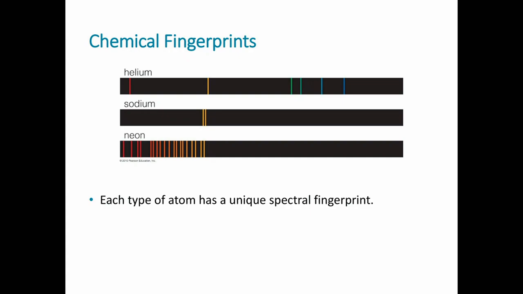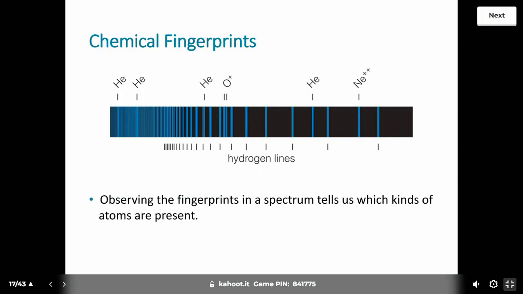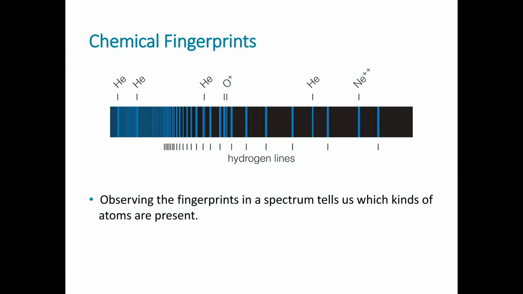So helium has some emission, a little bit of red, a little bit of kind of orange, and then green and blue. Sodium just has a doublet in kind of a yellow. Neon is just red, orange, and yellow, and no green or blue. And if we see these specific wavelengths, then we can say that cloud of gas has neon in it.